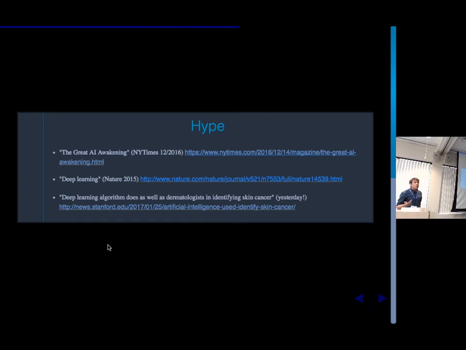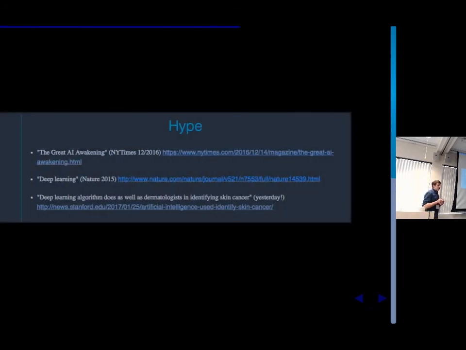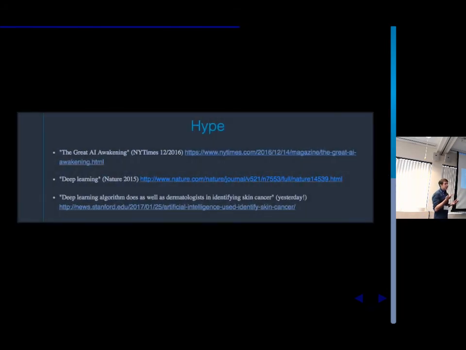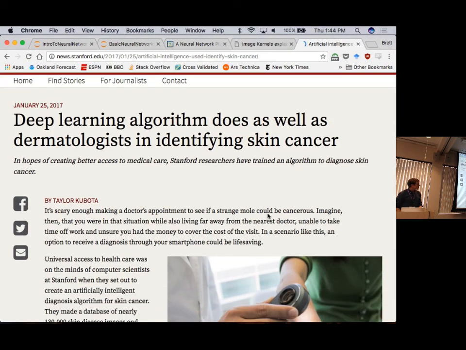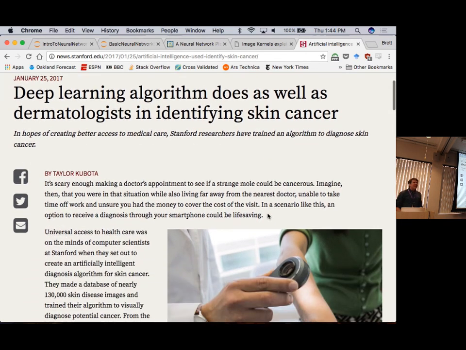Anyway, Google is one of the leaders in all of this kind of AI machine learning stuff. I would recommend you read this article if you're curious about that field. There was also this paper in Nature recently talking about deep learning and how it's changing all this stuff in the sciences. And then yesterday, I saw this article from Stanford, where a deep learning algorithm does as well as dermatologists in identifying skin cancer, which is pretty cool. And it's the kind of thing that at this point probably shouldn't surprise you.